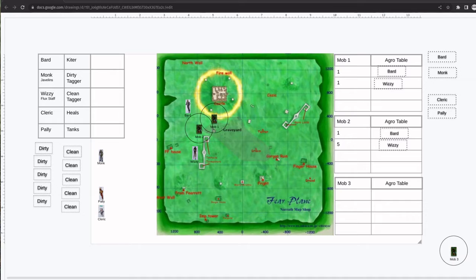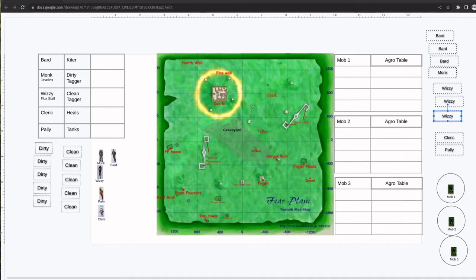Because again, Mob 1, he would just be assisting at this time. So at this point, the Wizzy, he's done more aggro than the Bard, so then Mob 2, he pulls off, and he's running towards the Wizzy, and the Wizzy's running for his life. Okay, so that's kind of how it works with aggro mechanics and assisting and aggro tables and whatnot.